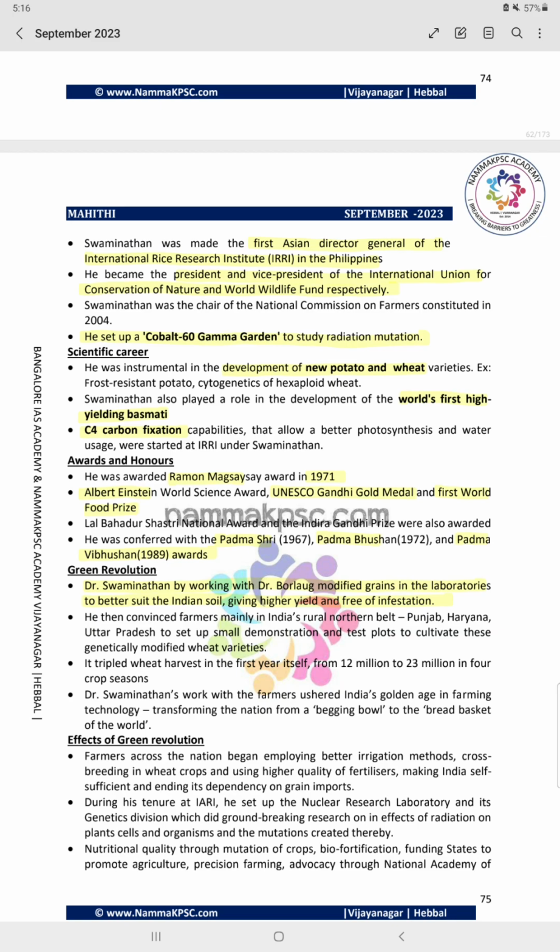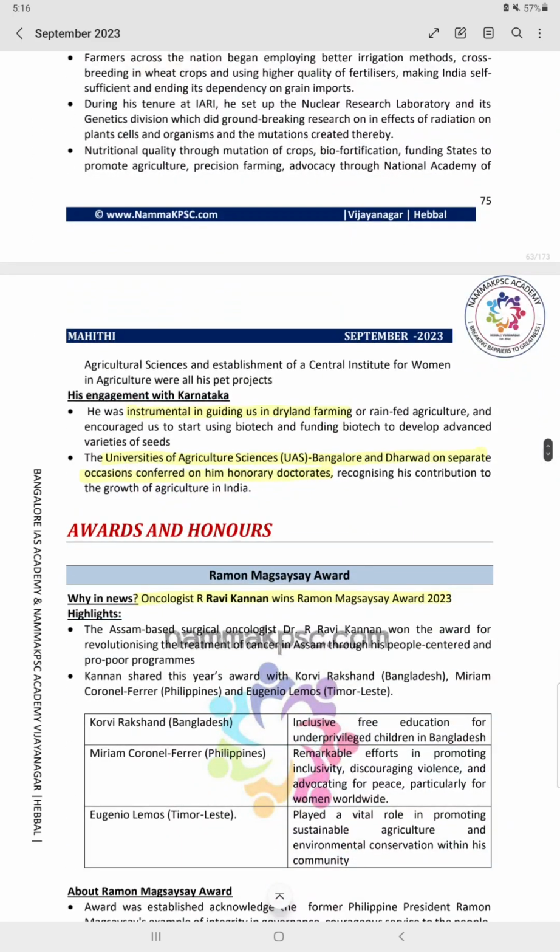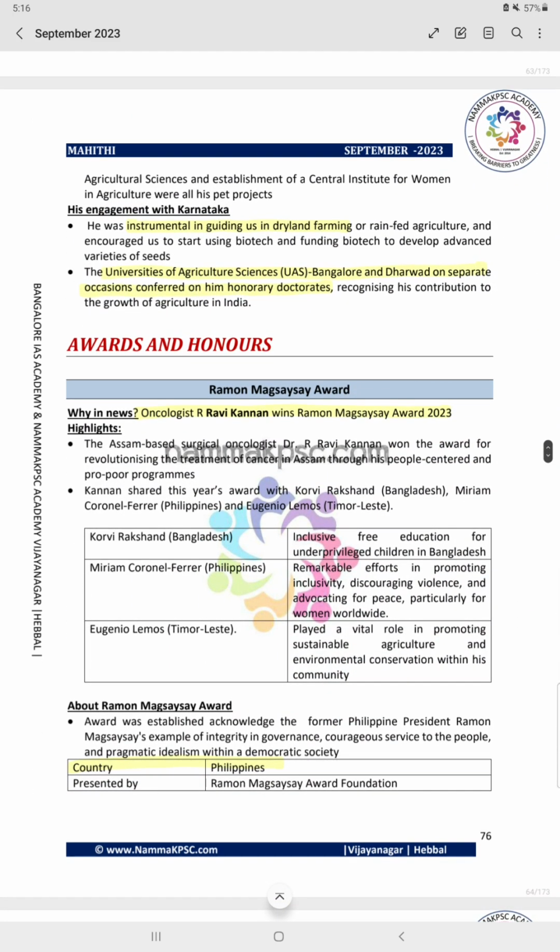And Dr. Swaminathan, by working with Dr. Borlaug, modified the grains in the laboratories to better suit the Indian soil, giving higher yield and freedom from infestations. So, what is his relationship with Karnataka? He was instrumental in guiding Karnataka in dryland farming, and the University of Agricultural Sciences of Bangalore and Dharwad has awarded him a doctorate.